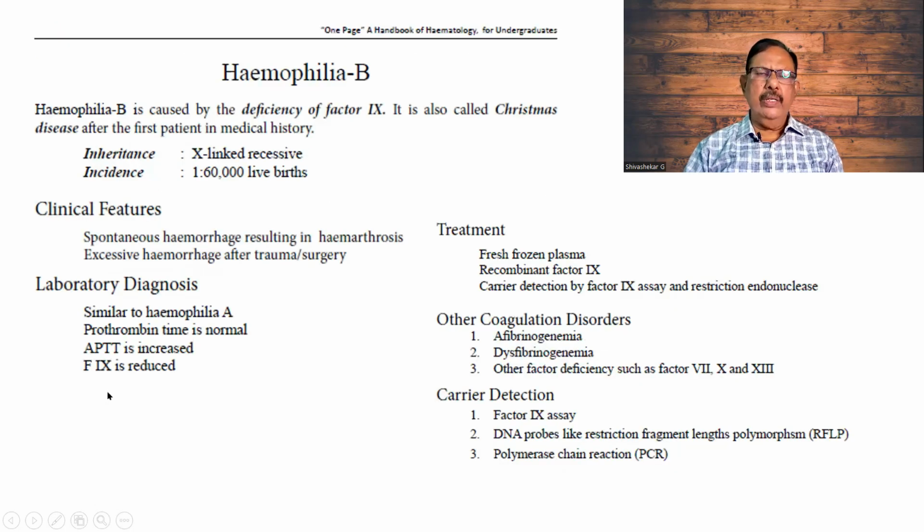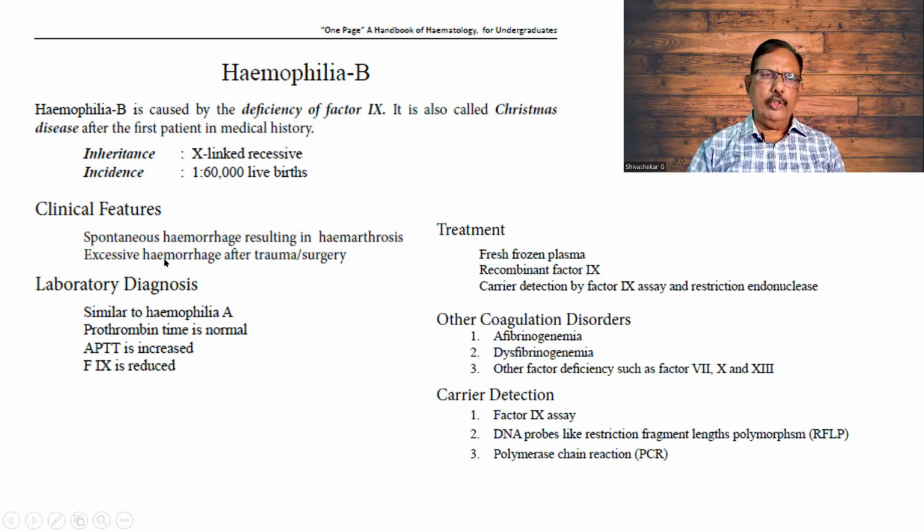Hemophilia B is another one. There is a deficiency of factor IX. Previous one is factor VIII, this is factor IX. It is also called Christmas disease, after the patient whose name was Christmas. X-linked recessive, it is more uncommon than hemophilia A, 1 in 60,000 live births.